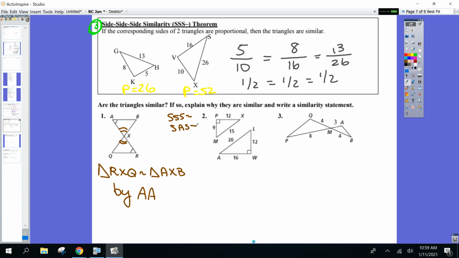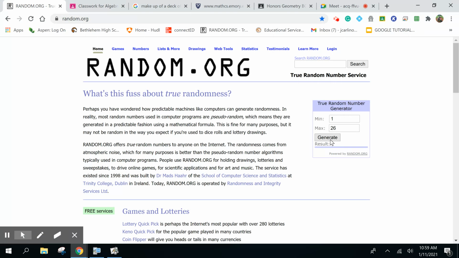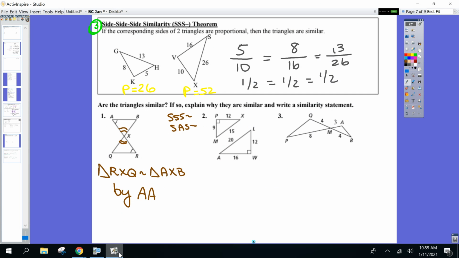All right, which one do we want to check here? Side angle side or side side side? Make a decision for the class, please. Audrey, make a decision for the class. You want to check it using side side side or side angle side? Side, side, side. All right, let's do it, Audrey.